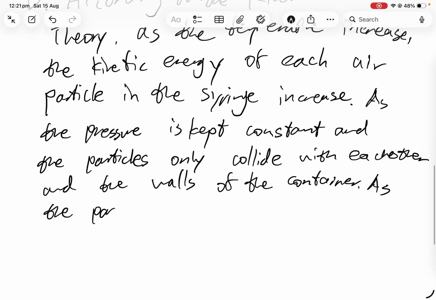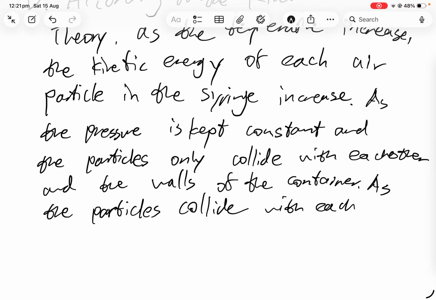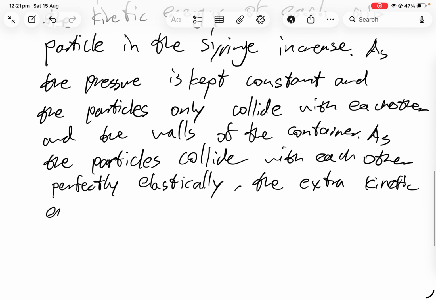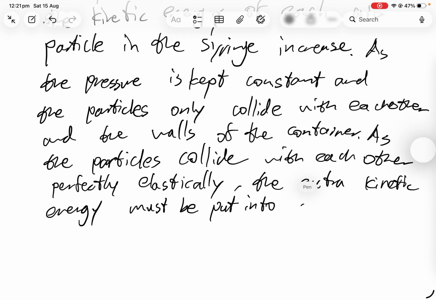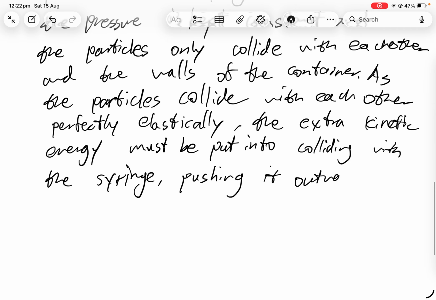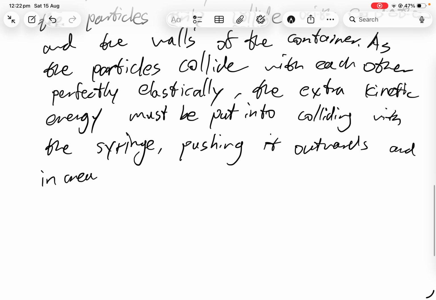As the particles collide with each other perfectly elastically, the extra kinetic energy must be put into colliding with the syringe, pushing it outwards and increasing volume. Yep, that should be good.